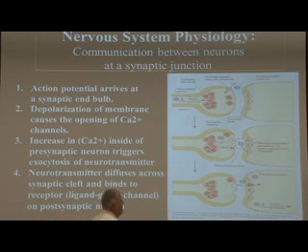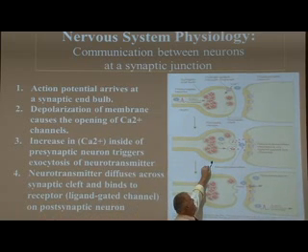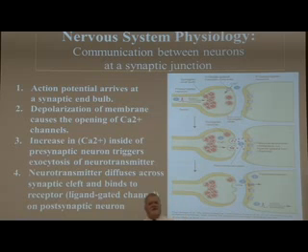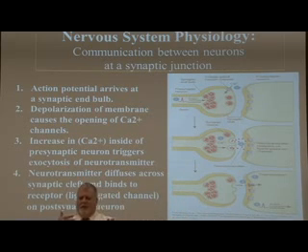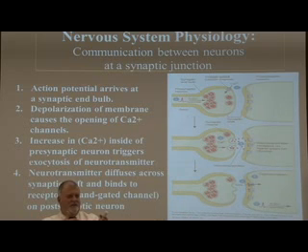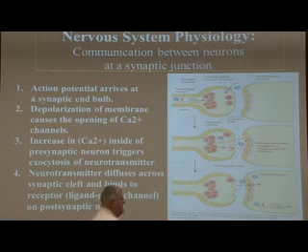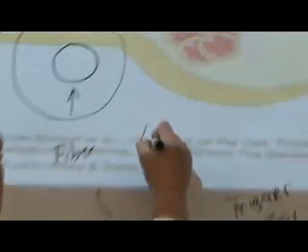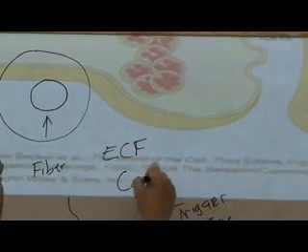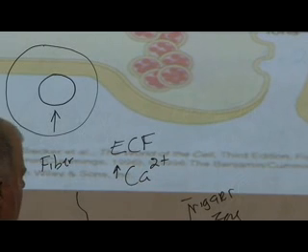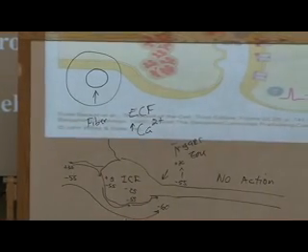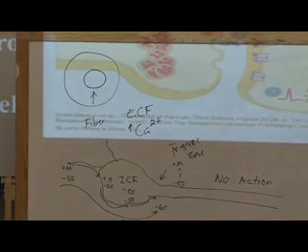Okay. And what happens is we have unique channels in our synaptic knob, which are calcium channels. So as this wave of depolarization reaches the synaptic knob, instead of continuing to open sodium channels, we're now going to open a new channel called a calcium channel. Okay? And then calcium is going to be more concentrated in our extracellular fluid. So we're going to have an increase in calcium out here compared to our intracellular fluid in the synaptic knob. So if that's true, then calcium is going to diffuse in.